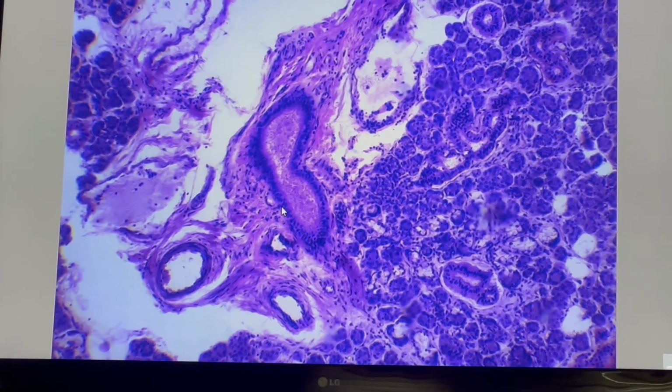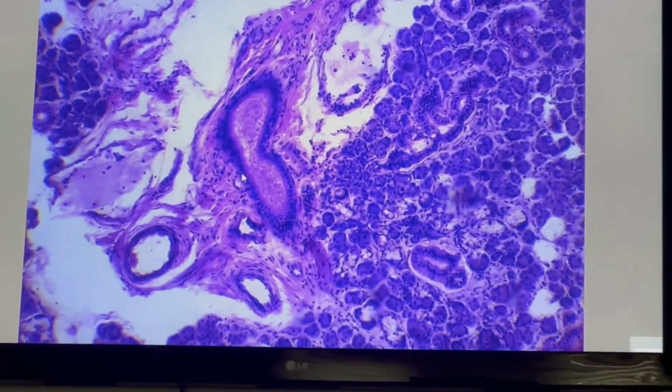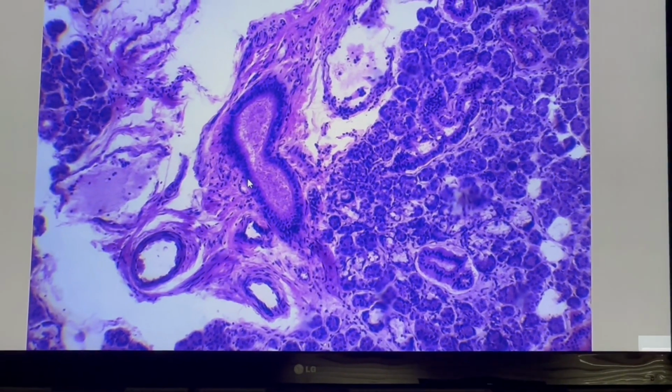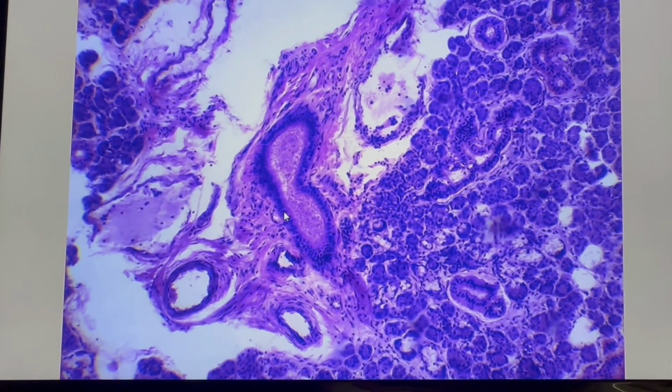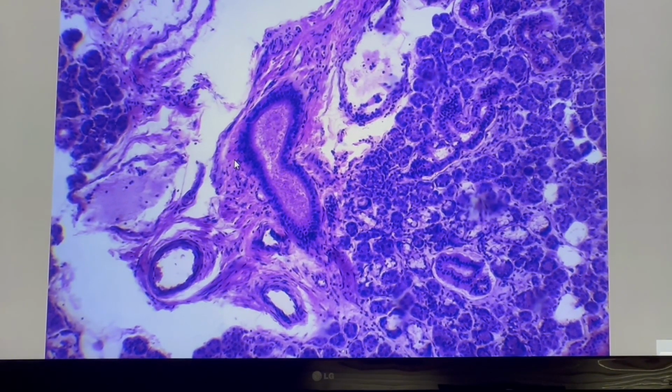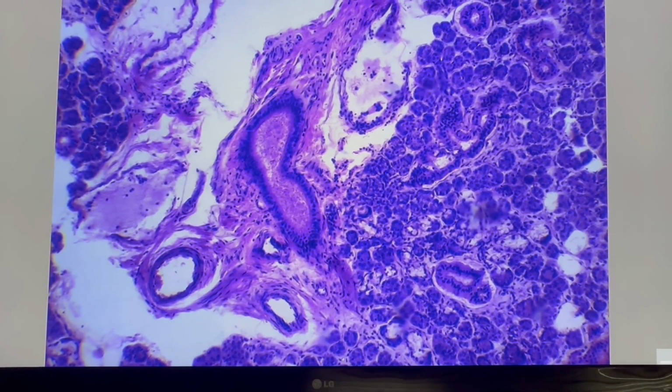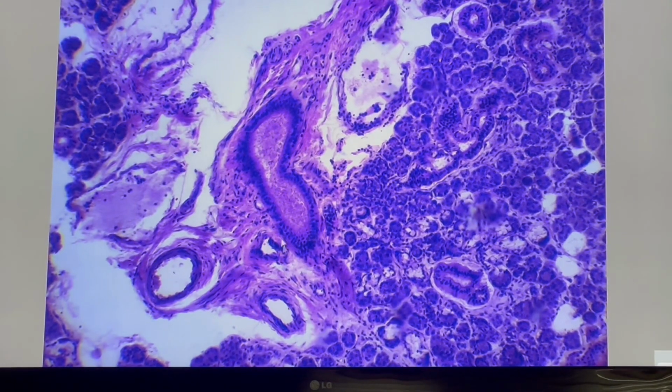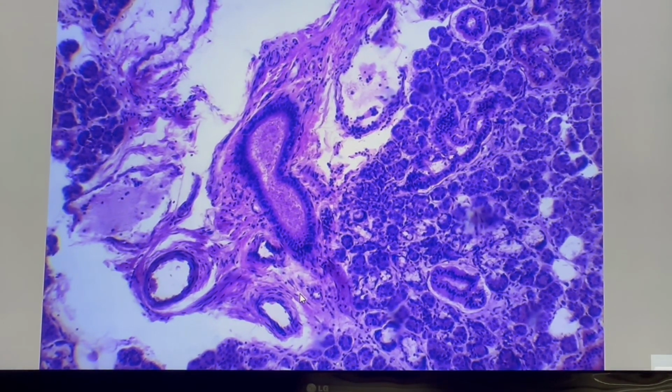This is an interlobular duct, lined with pseudostratified or stratified columnar epithelium, surrounded by connective tissue extending from the capsule. This is an interlobular duct.